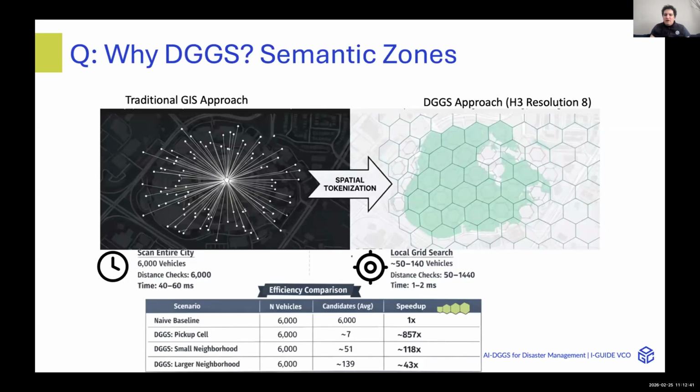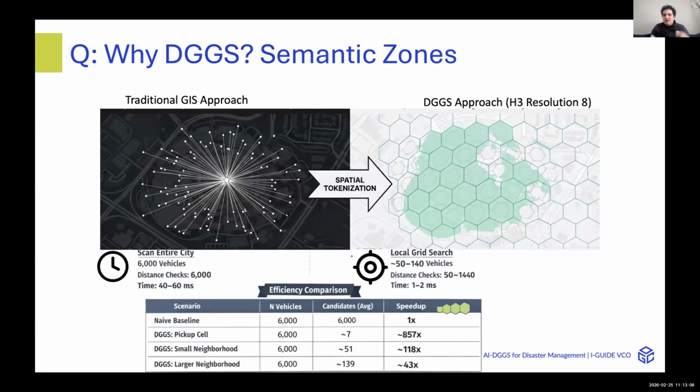So maybe one of the pioneers on really industrializing the use of the DGGS is H3, and it is the Uber. So Uber identified that if you want to find a car nearest to my place, should I go and search for all the distances for all the cars, all my Uber cars in the city? Let's assume I have 6,000 of them. That will take, let's assume, 14 milliseconds.